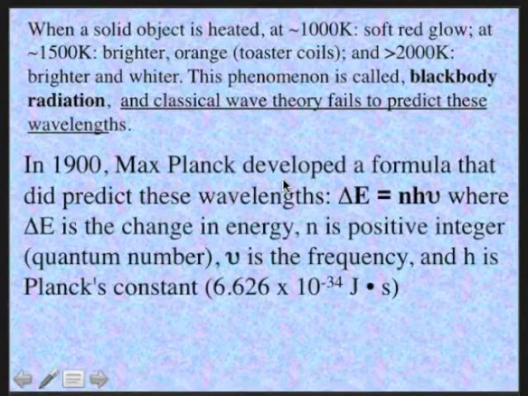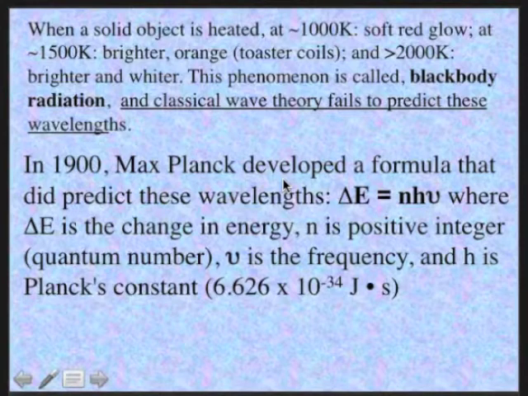In 1900, Max Planck developed a formula that did predict these wavelengths of blackbody radiation. Delta E equals n h nu, where delta E is the change in energy, n is a positive integer, which he called a quantum number, and nu is the frequency of the wave. h is Planck's constant, 6.626 times 10 to the minus 34 joule seconds.